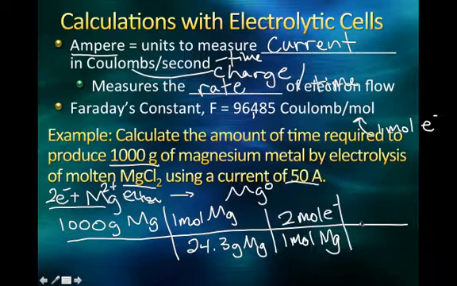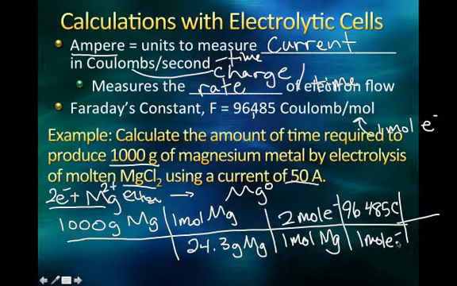Now let's go to coulombs. Use Faraday's constant. For 1 mole of electrons, I need 96,485 coulombs. Finally, we can go to time now using amperes. Remember, 1 amp is the same as 1 coulomb per second. So we take 50 coulombs on the bottom to cancel coulombs, and 1 second on the top. We're going to end up with units of time.